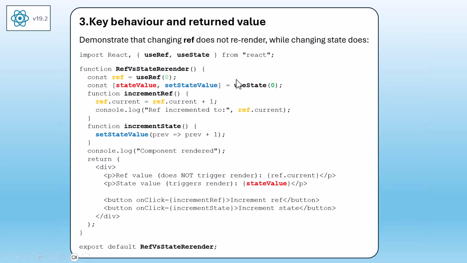3. Key behavior and returned value. When you call useRef, you get back an object with a property, commonly called current. The initial value you pass becomes the starting value of that property. On subsequent renders, you keep getting back the same object. That means you can store something today, and pick it up later, in a later render, and the container remains stable. Because the value is not tied to the component's render cycle in the usual sense, changing it does not mean React will re-render the component. That is a central distinction from using state.